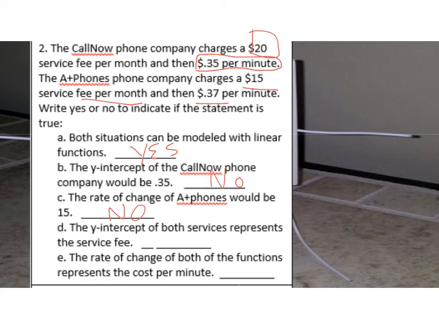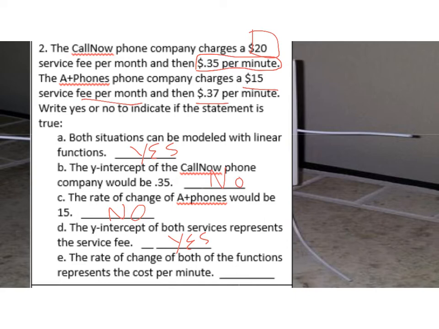Okay, so the service fee is the $20 and the 15. The y-intercept, yeah, they get charged once a month, right? It's like the starting point, and then depending on how many minutes you get charged, that adds to it. So service fees are the y-intercepts. That's a yes to that one.